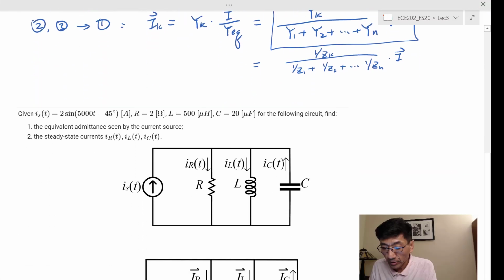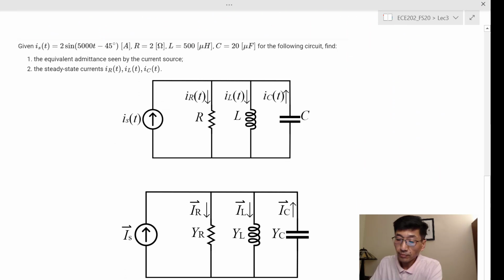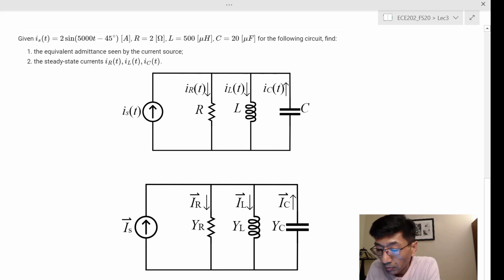Okay, let's look at an example of the parallel connection. So here we have the parallel connection RLC. All these values are given. So the RLC values are given, and we have the sinusoidal current also given, but pay attention here, we're giving a sine function again, and we're trying to find the equivalent admittance seen by this current source.